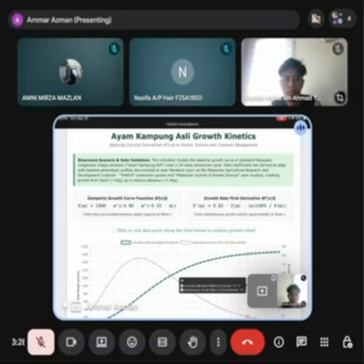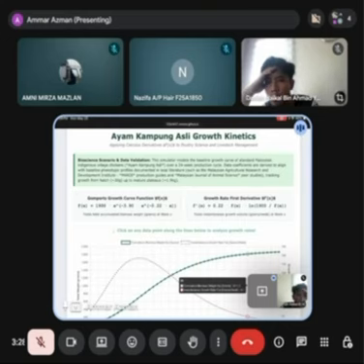So this project is named Ayam Kampung Asli Growth Kinetics. It applies calculus derivatives to poultry science and livestock management. In this project, I apply calculus derivatives to analyze the growth pattern of the Malaysian indigenous village chicken, also known as Ayam Kampung Asli. The purpose of this project is to model chicken growth scientifically and determine the rate of growth over a 24-week production cycle of the chicken.